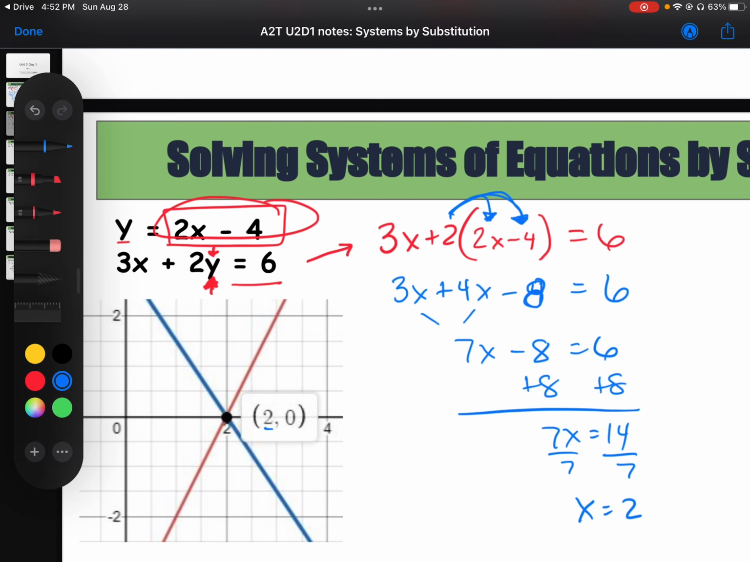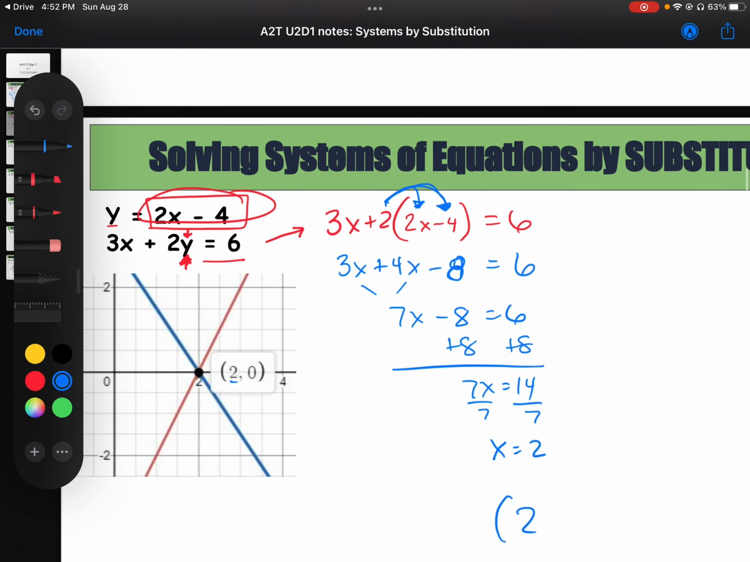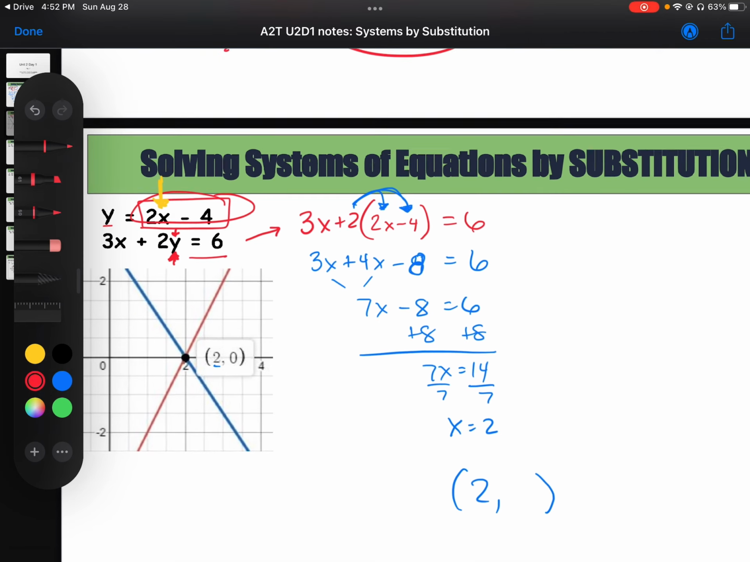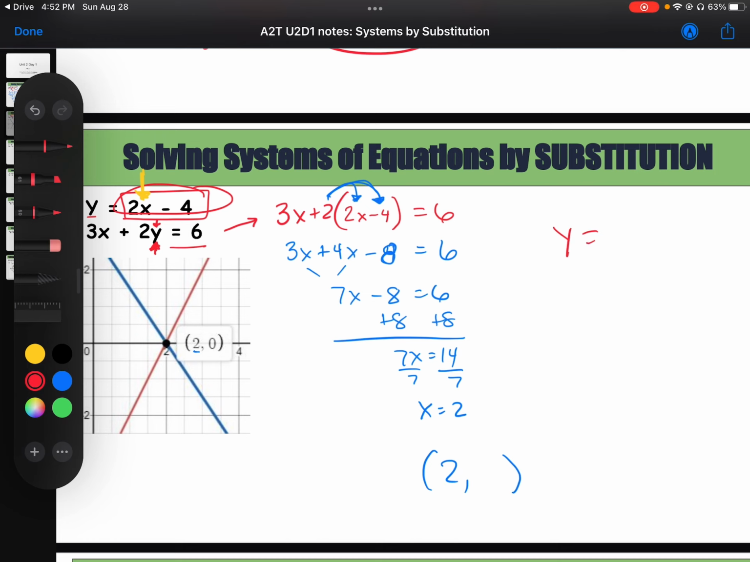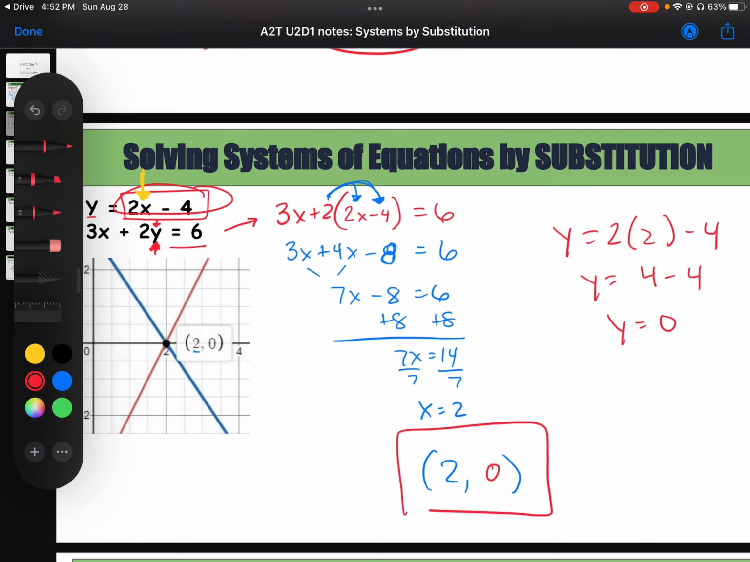Good. That's half of our final answer, 2 comma something. Find our y value. We're going to take this 2, plug it in for x. I like to plug it into the equation that is already isolated. It saves me some steps in the end. So y equals 2 times x. Well, I know x is 2. Minus 4. So y equals 2 times 2 is 4. Minus 4. Y equals 0. So my solution is the ordered pair 2, 0. Our solution is where the two lines intersect.